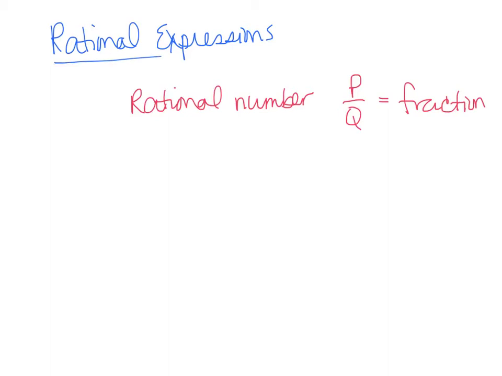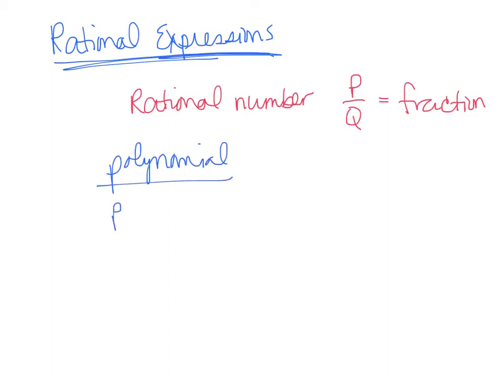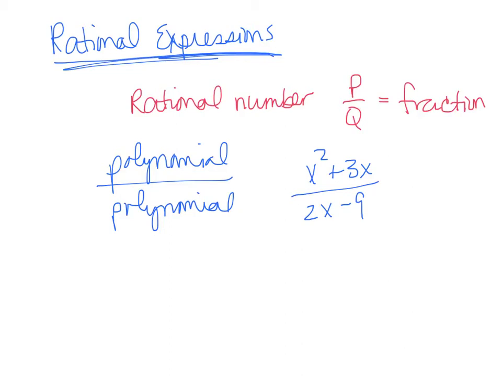Well, now though we're looking at rational expressions. So what we're going to have is some polynomial over some other polynomial. For example, maybe we have x squared plus 3x over 2x minus 9. That's a rational expression. And then the question is, does it simplify? And how can I simplify it? Before we talk about simplifying it though, we need to talk about excluded values.